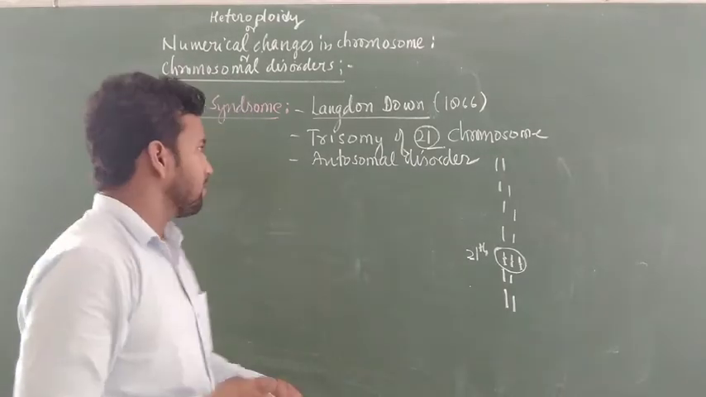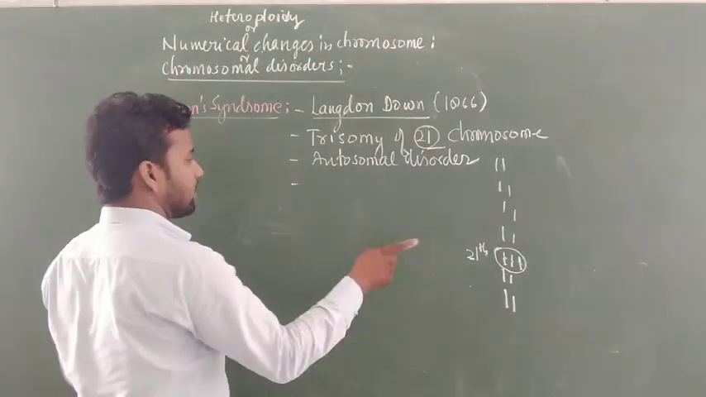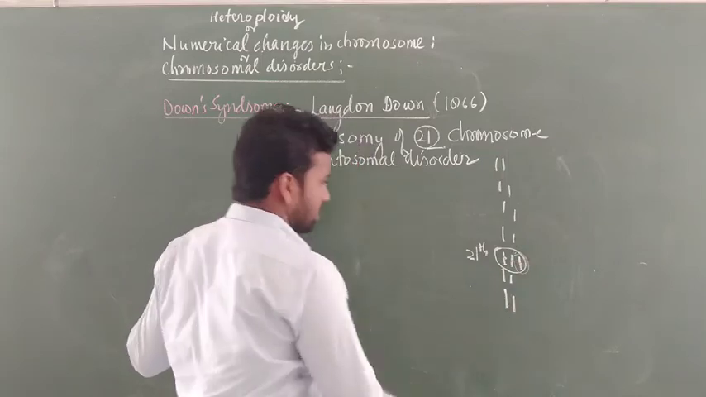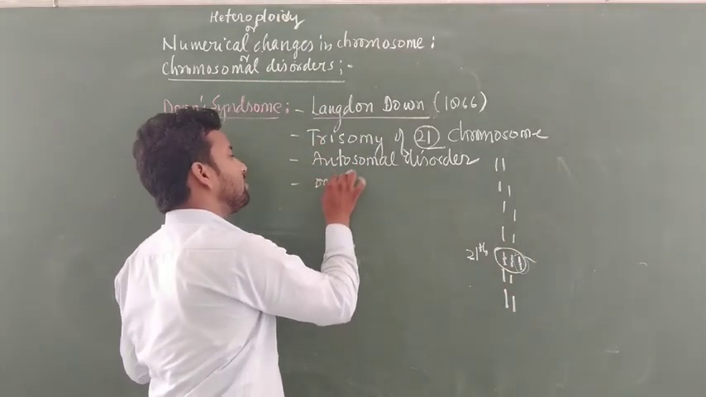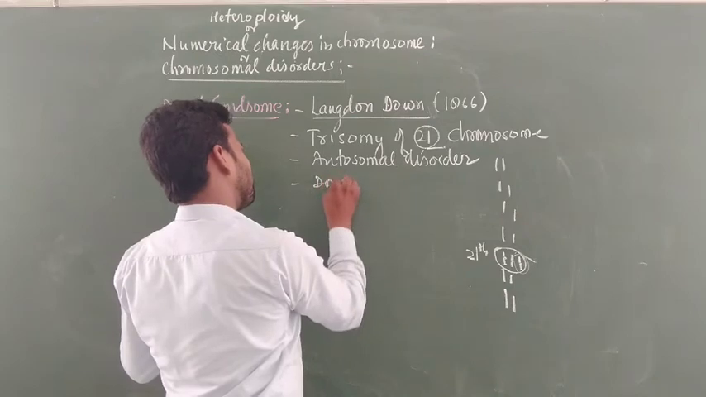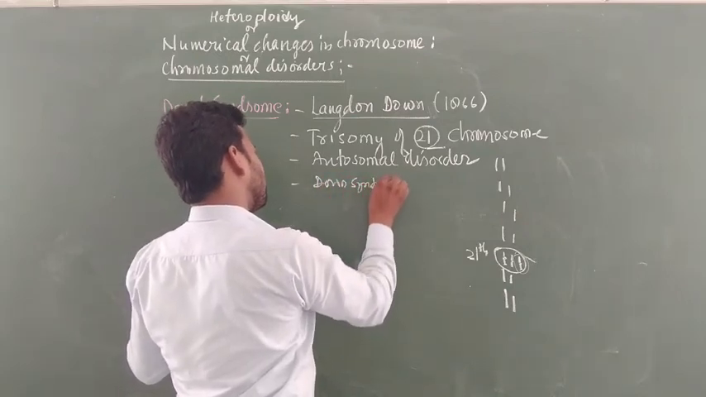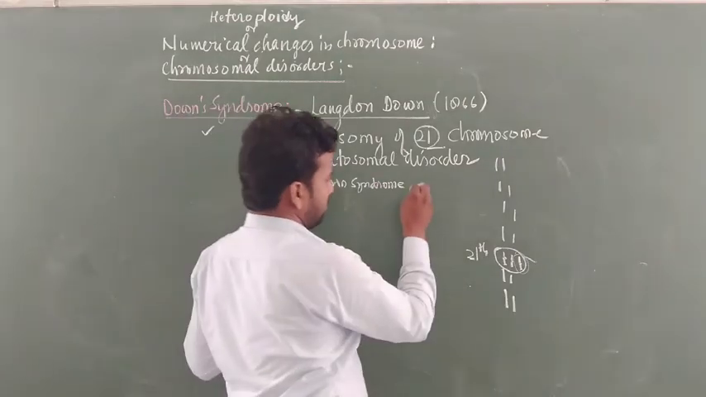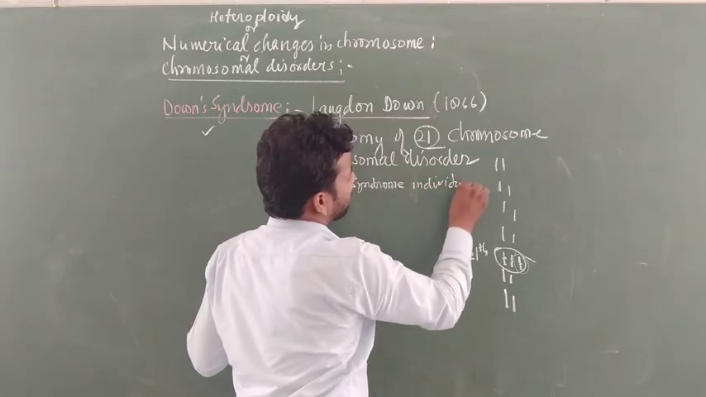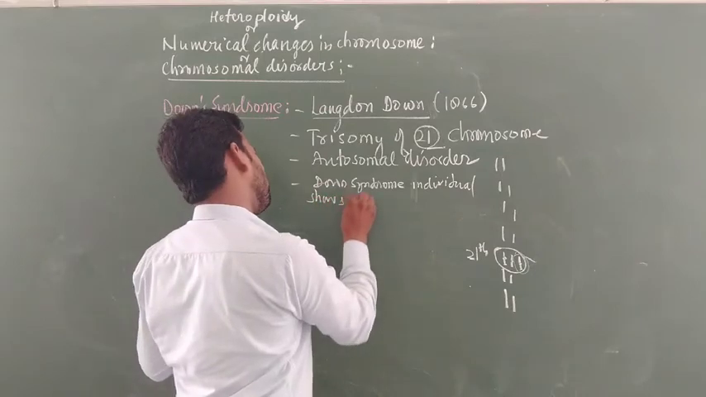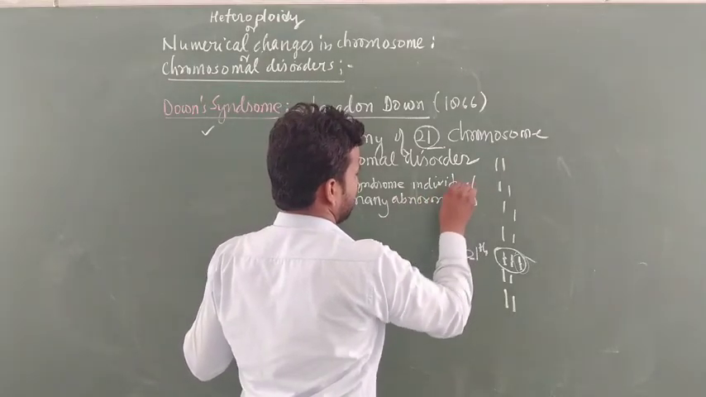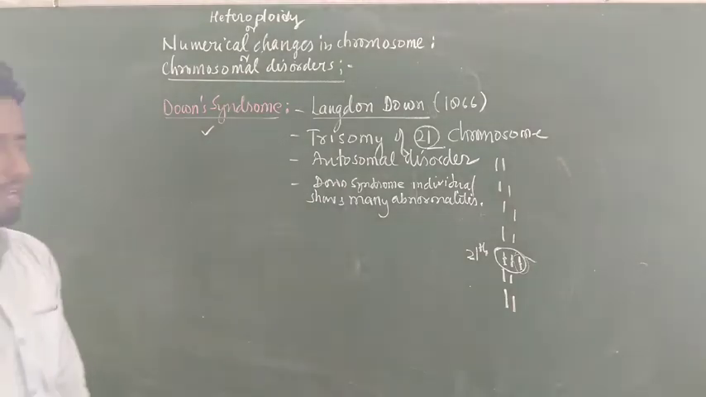Due to the increase by a single chromosome, because it carries many genes, and if many genes enter the patient of Down syndrome, the individual shows many abnormalities. What type of abnormalities do they show?